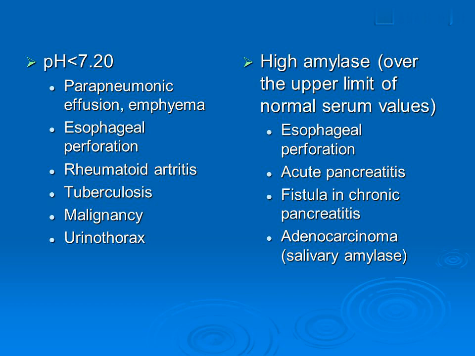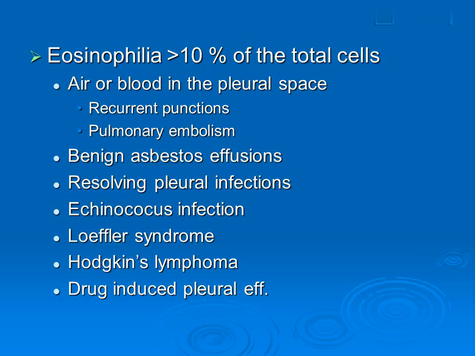Pneumothorax. High amylase, over the upper limit of normal serum values: esophageal perforation, acute pancreatitis, fistula and chronic pancreatitis, adenocarcinoma, salivary amylase. Eosinophilia, greater than 10% of the total cells: air or blood in the pleural space.